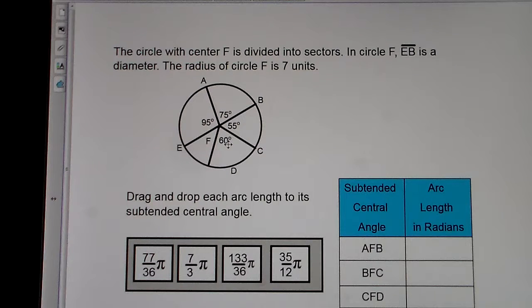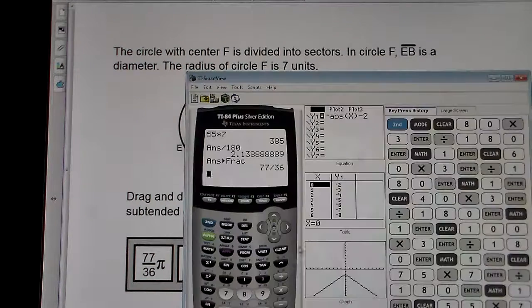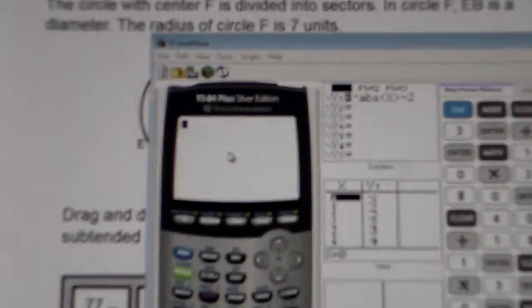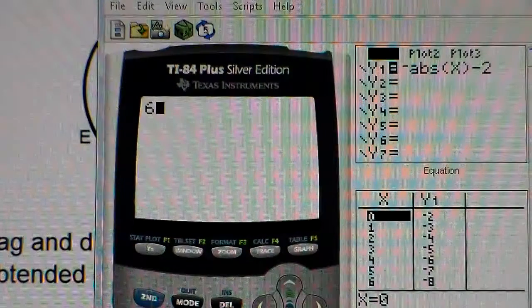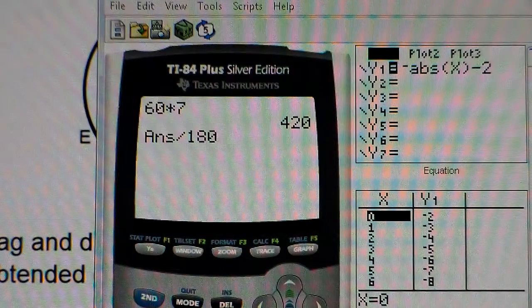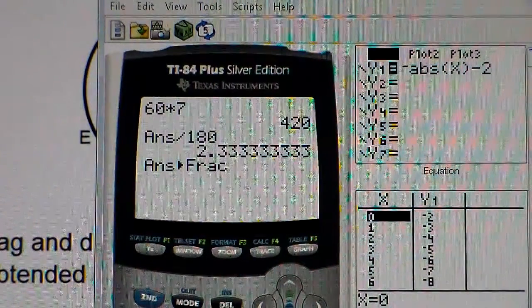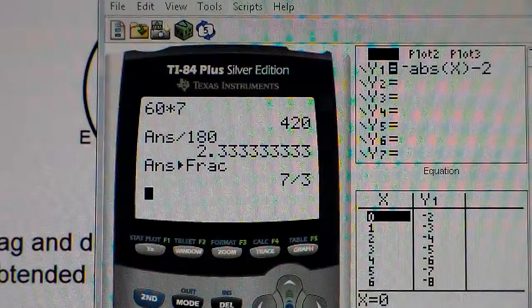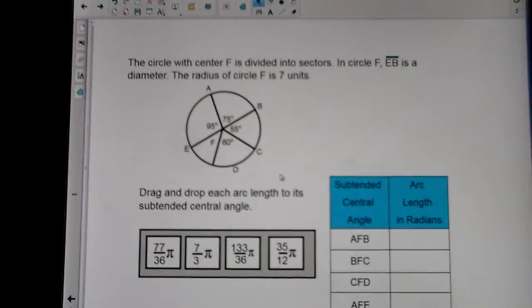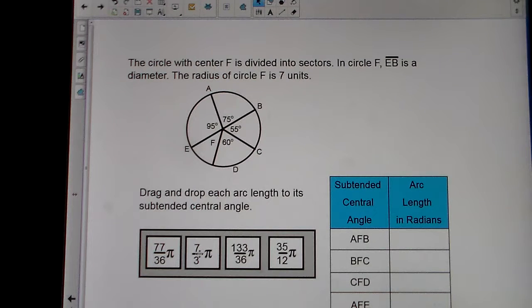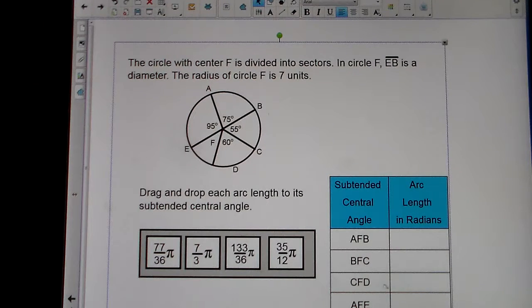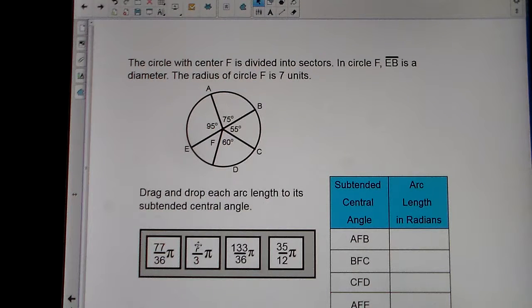Next one we do 60 degrees, because that's what CFD is. CFD is 60 degrees, so 60 times 7 divided by 180. Math, 1, enter. We get 7/3. So it's going to be 7/3 pi for the 60 degrees. So 7/3, we click it and we drag it over to here. Alright, so that was number 2.